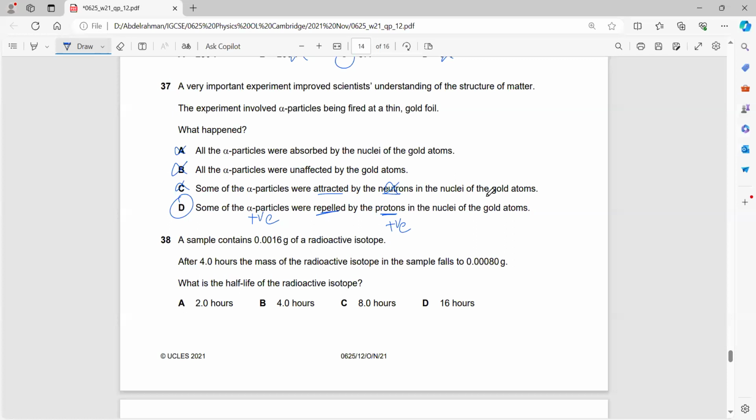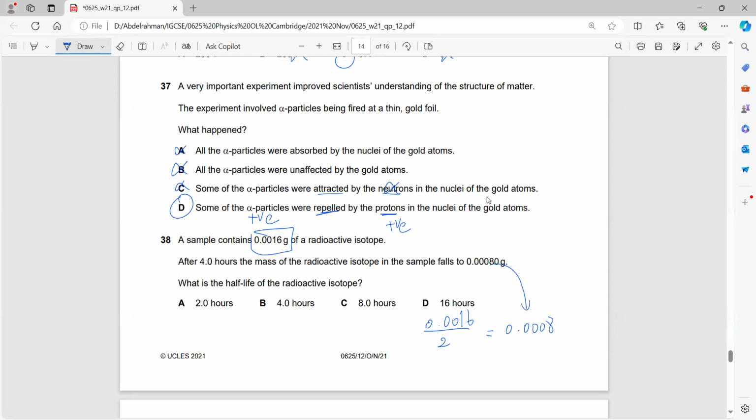A sample contains 0.0016 grams of radioactive material. After 4 hours, the mass of the sample falls to 0.0008 grams. What is the half-life of the isotope? How can I find the half-life? What happened initially? You just divided this by 2. 0.0016 divided by 2 would be 0.0008, which is the same.